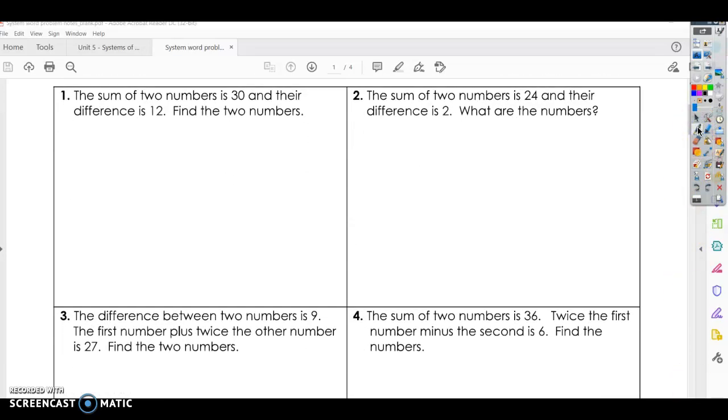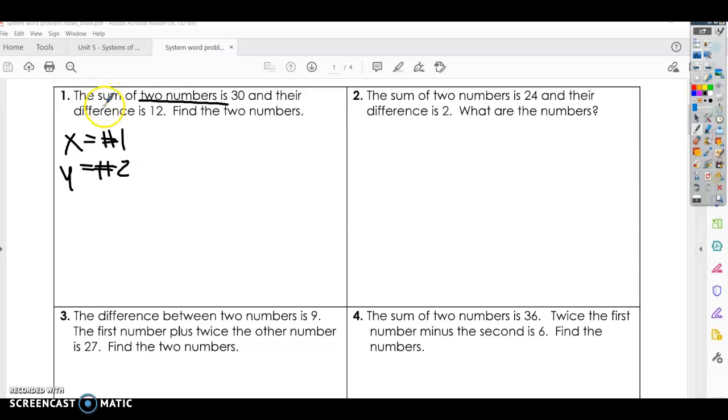All right, the first thing we want to do is define our two variables. So when looking at this, it says the sum of two numbers. So let's call x number 1 and y number 2. Now you can use any variables you want. I'm just going to stick to x and y to keep it kind of quick and simple.